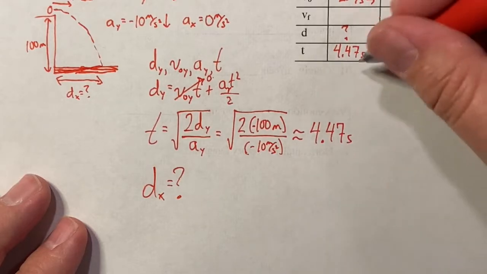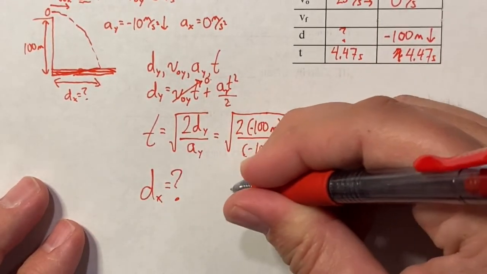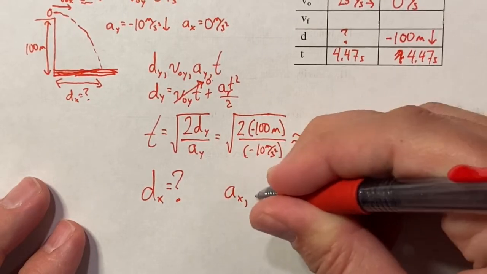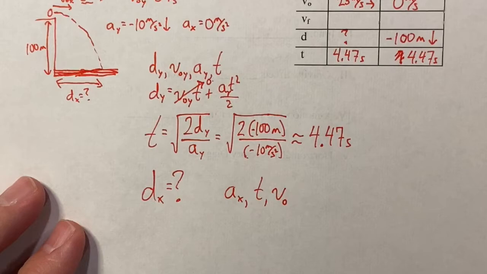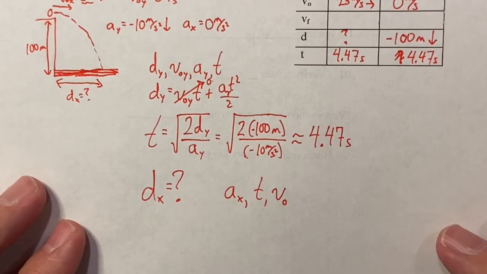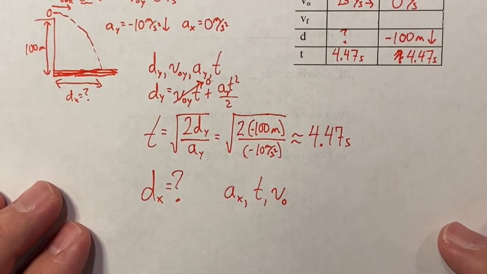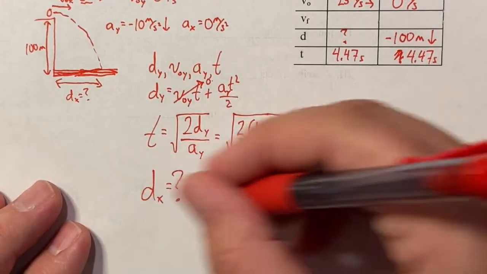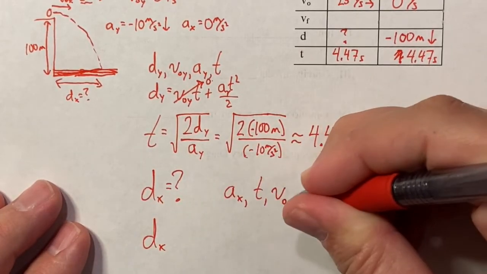And let's take stock of what we have. Well, I have dx. We also know the acceleration, the time, the v original. Now, the fact that the acceleration is 0 is going to cause sometimes some confusion because really there's only one equation that really ever ends up working to solve for any x variable.